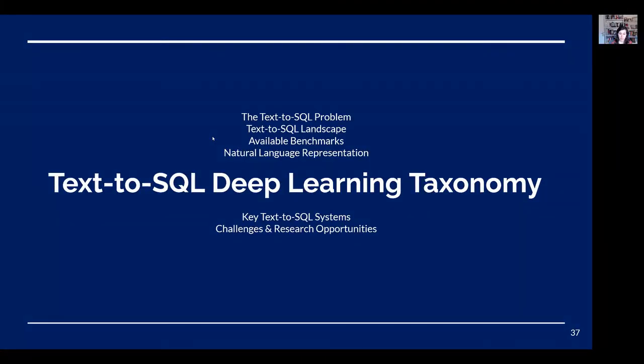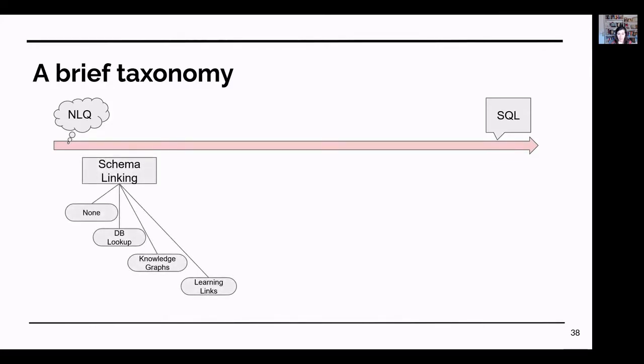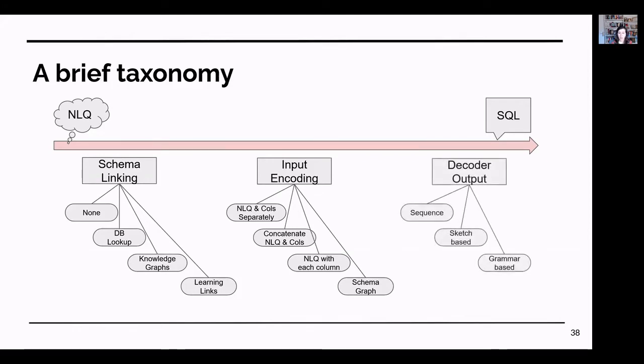Let us now discuss the taxonomy for text-to-SQL deep learning techniques that is also going to help us understand the differences and commonalities of the different text-to-SQL systems that we're going to present. And we distinguish three main dimensions: schema linking, that tells us how to connect query elements to database elements; input encoding, that tells us how we should give as input the natural language question and the database schema information. And last but not least, the decoder output, whether it is a sequence, a sketch, or a grammar.